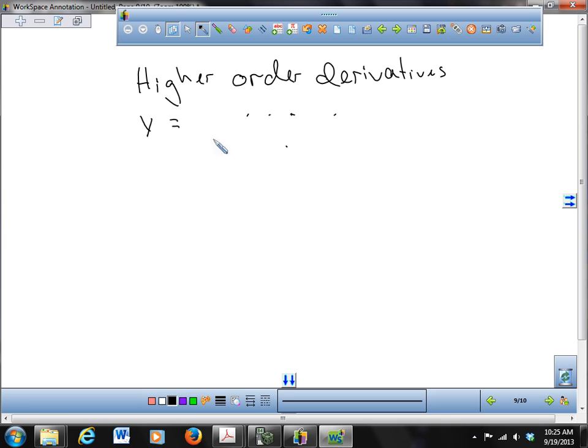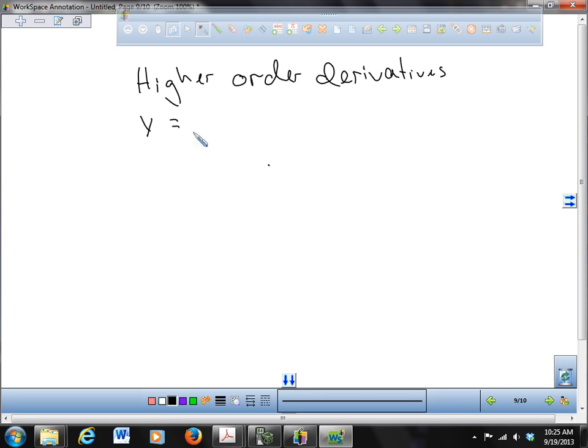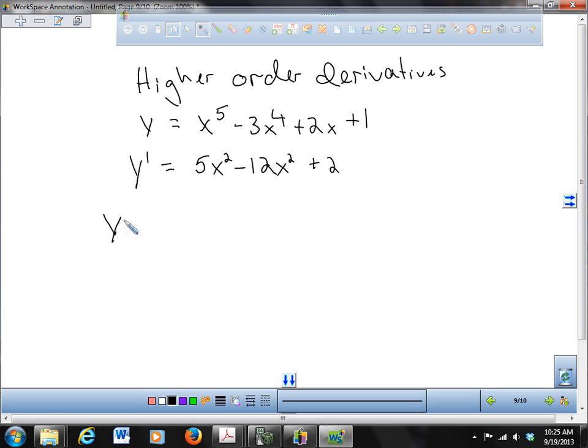So for instance, say I have y equals x to the 5th minus 3x to the 4th plus 2x plus 1. And they first want you to find y prime. You guys can do this for me. What is it? 5x to the 4th minus 12x cubed plus 2.